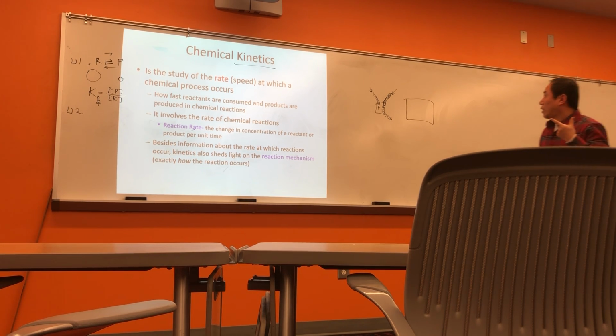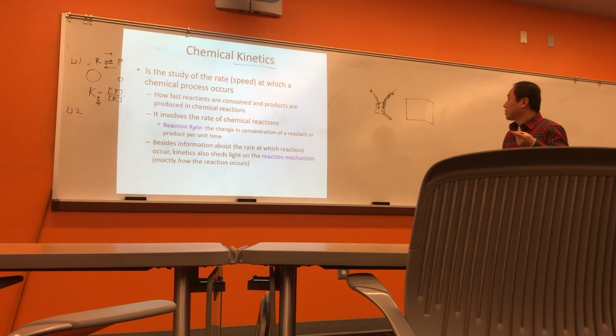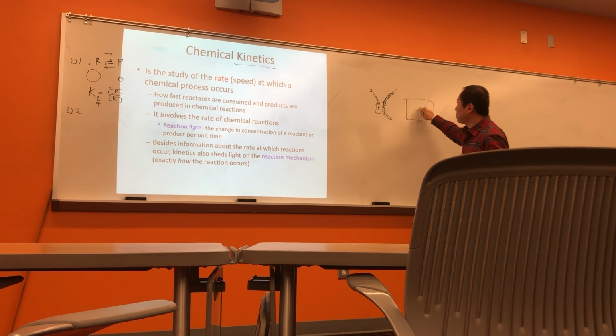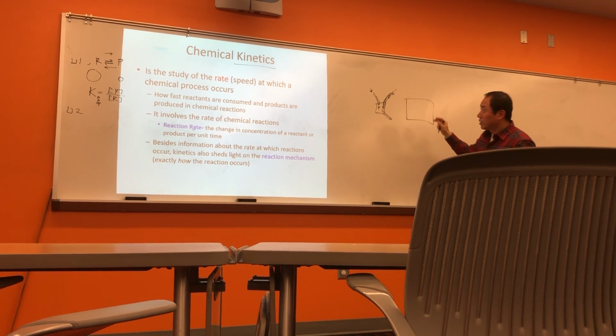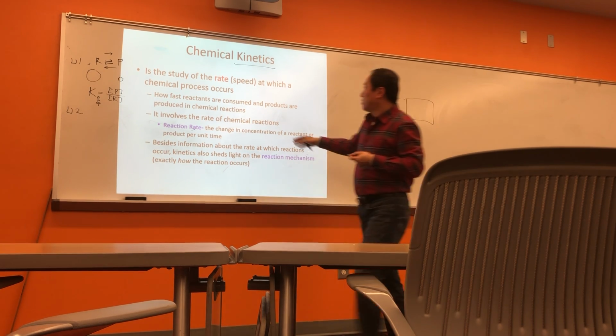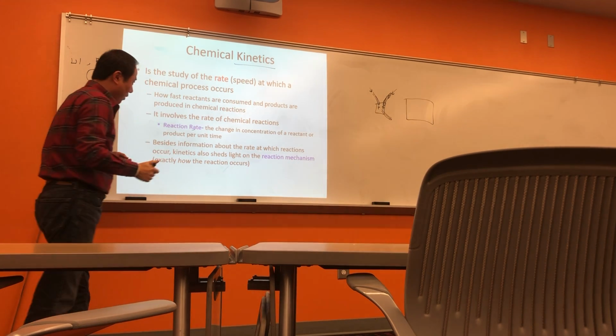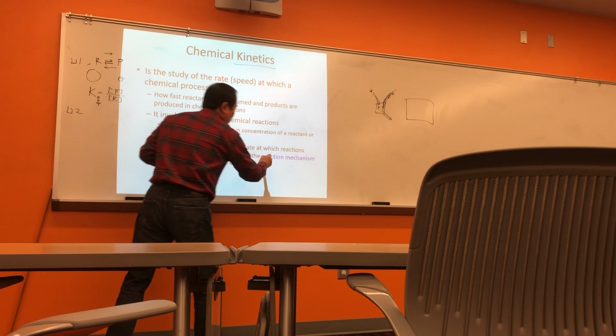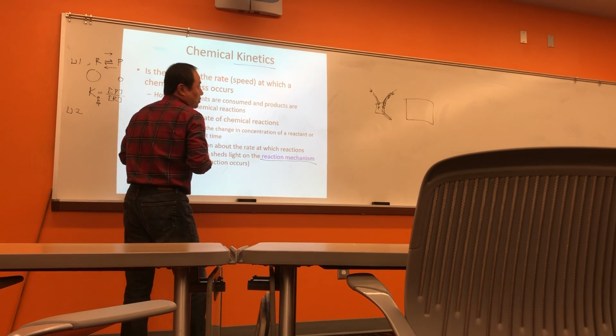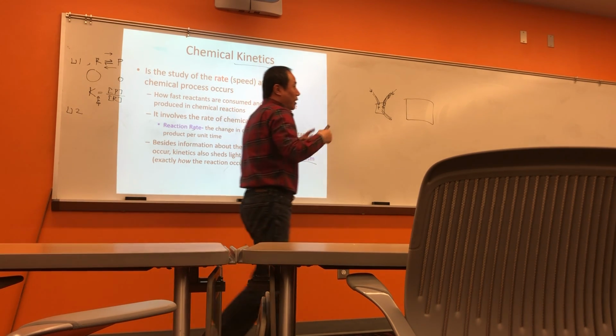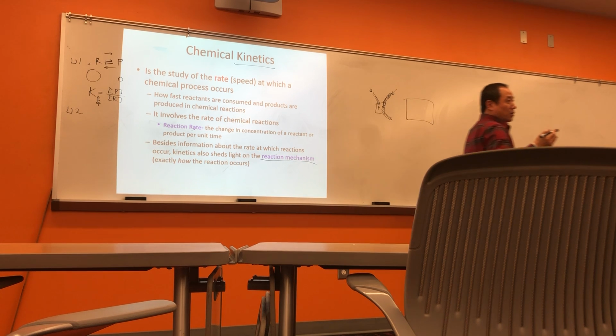So whether you are a chemical engineer or a scientist, knowing reaction rate is very helpful. Also, that will relate to reaction mechanism. If reaction goes fast or slow, that indicates something happened behind this reaction. Okay?